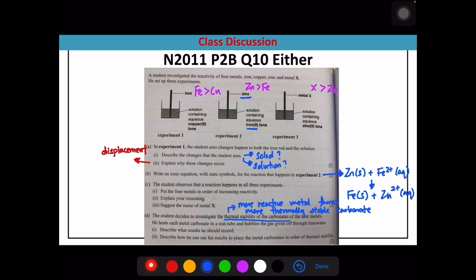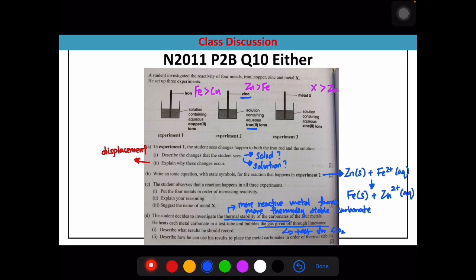So what this student did was they wanted to investigate the thermal stability of the different carbonates. And what they did was heat up the metal carbonate and then bubble the gas given off through lime water. Now we know that any gas that goes in lime water, this must be a test for carbon dioxide. Okay, so this student is trying to say that if I heat up the metal carbonate and let the carbon dioxide go into the lime water, I can see whether the metal carbonate is actually stable or not.